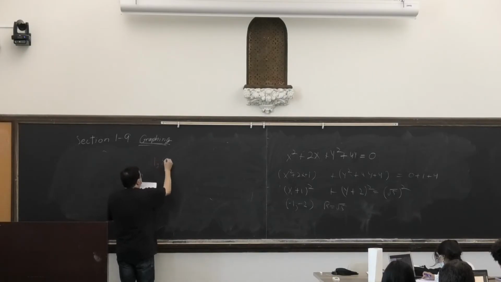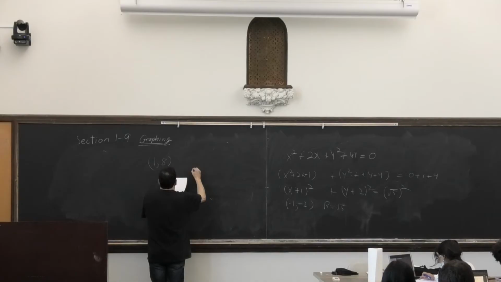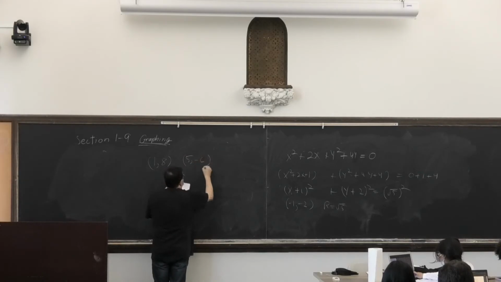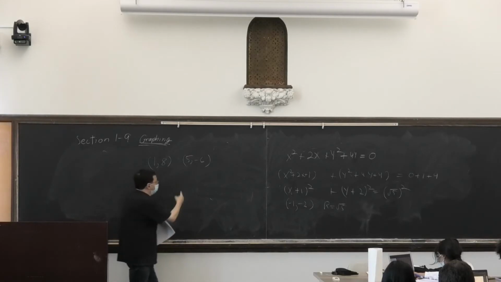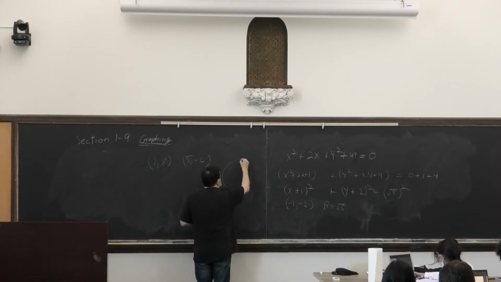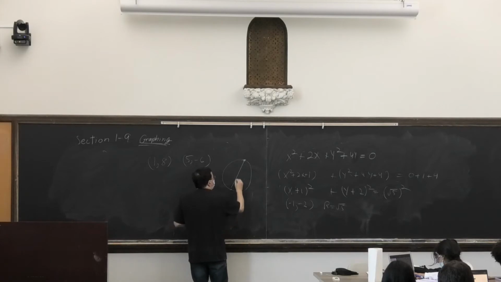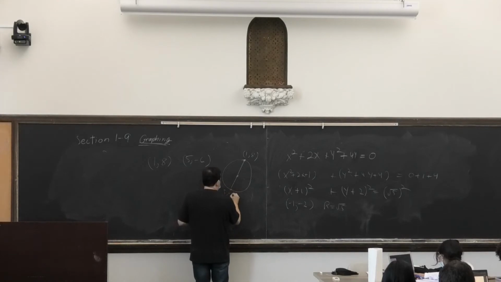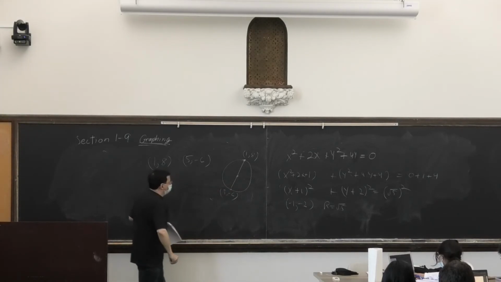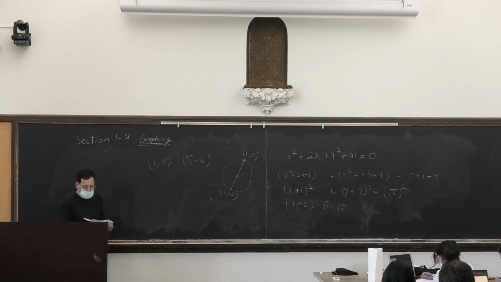So (1, 8) and (5, -6) are endpoints of a diameter. I'm not going to graph them for real, but let's say you've got a diameter with endpoints (1, 8) and (5, -6). So we want the equation of this circle. How are we going to do that?